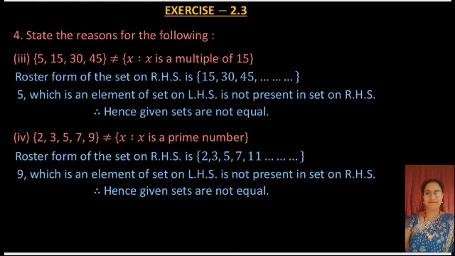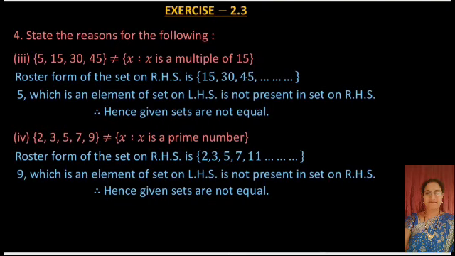So which is the element? 5, which is an element of the set on LHS, is not present in the set on RHS. If you observe these two sets, only 5 is not in both sets. So hence the given sets are not equal. మీరు అబ్జర్వ్ చేస్తే 5 తప్ప మిగతా ఎలిమెంట్స్ అన్నీ ఉన్నాయి, బట్ 5 లేదు, కామన్ ఎలిమెంట్ లేదు. సో అందువల్ల ఈ టూ సెట్స్ కూడా ఈక్వల్ సెట్స్ కావు.